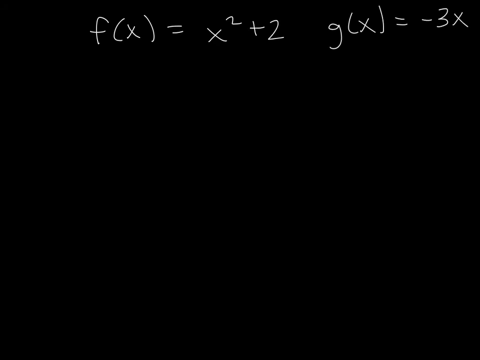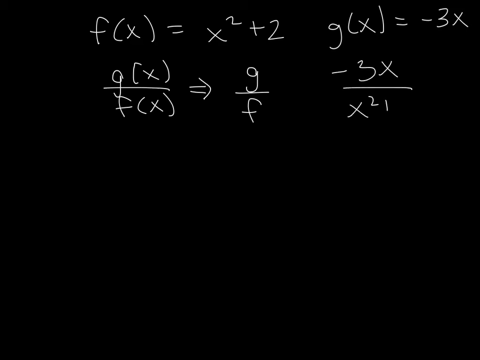Also, be comfortable with finding operations if you have f of x and g of x. So f of x equals x squared plus 2 and g of x equals negative 3x. Make sure that you can add, subtract, multiply, and divide these and write their domains. So I'm going to divide these. Even though you didn't have this one on your test, I'm going to do g of x divided by f of x, which could also be written as g over f. So g over f is negative 3x over x squared plus 2.